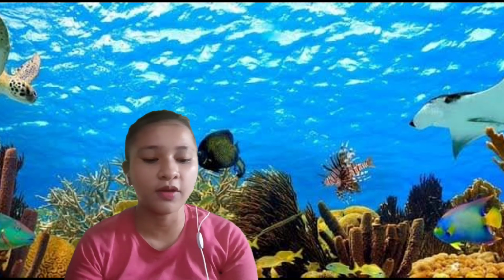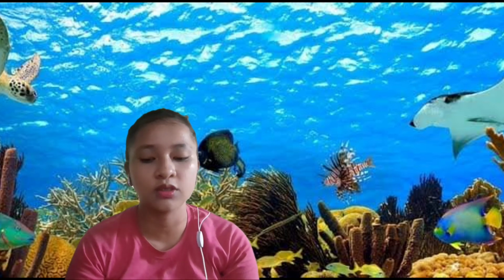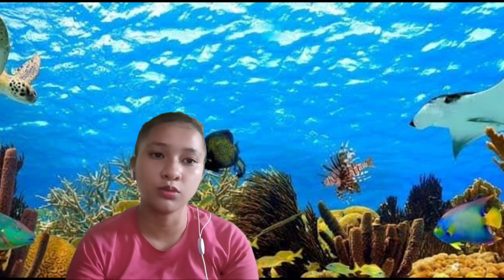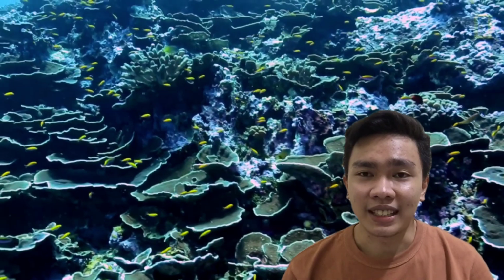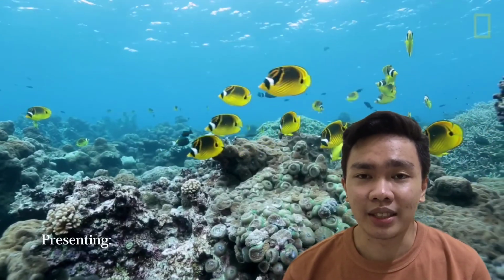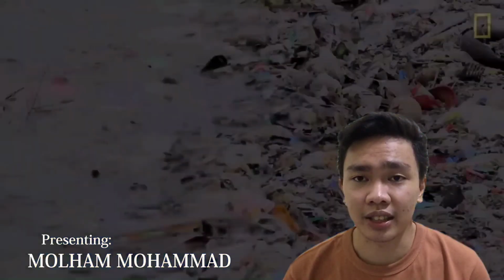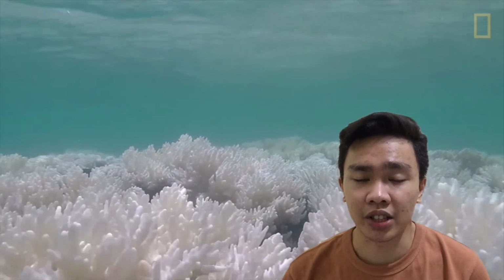pH is a measure of the acidity and alkalinity of a solution. Pure water is said to be neutral. One of the most fascinating and diverse ecosystems is the marine ecosystem. However, there are numerous threats to the marine ecosystem, which include pollution, overfishing, illegal fishing, and climate change.